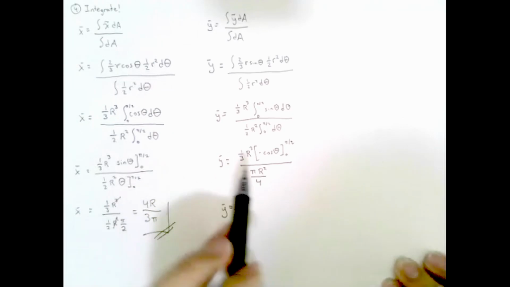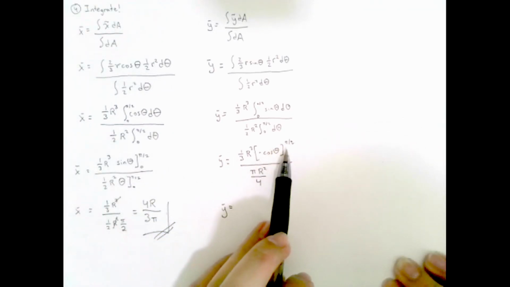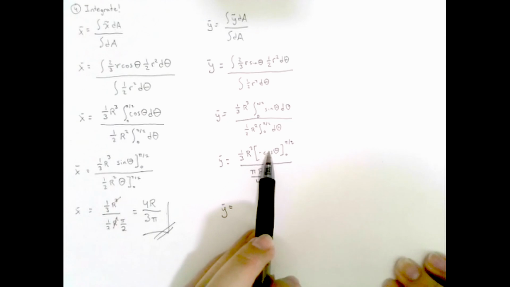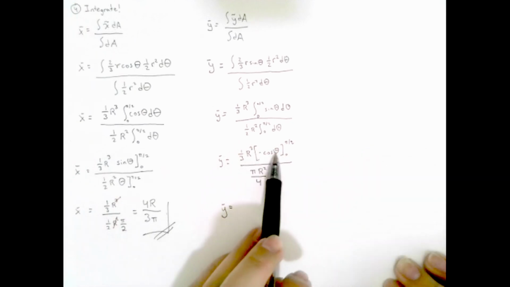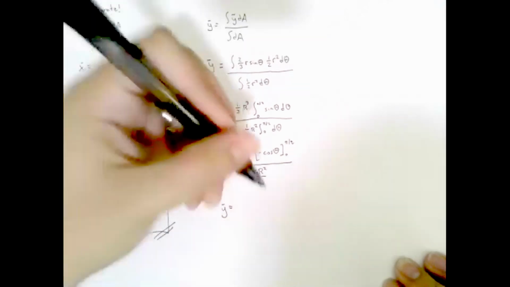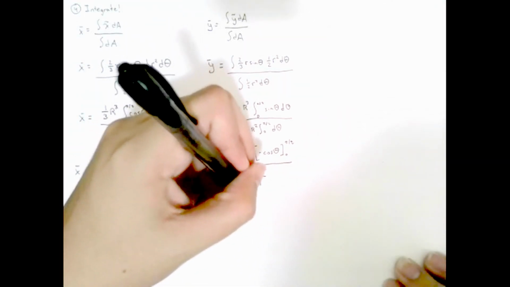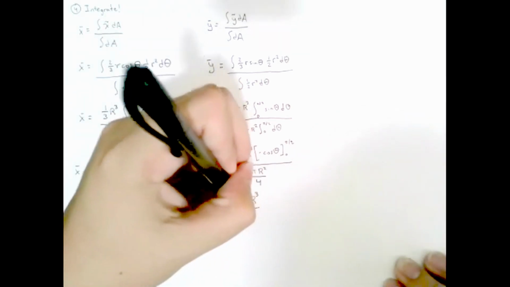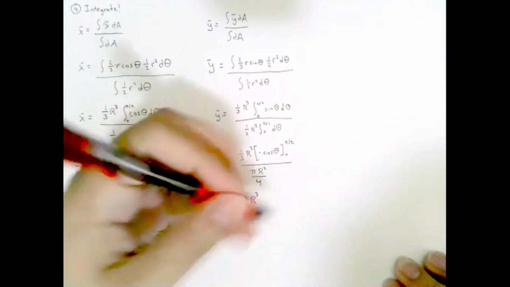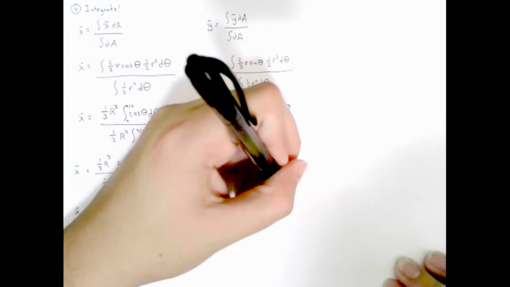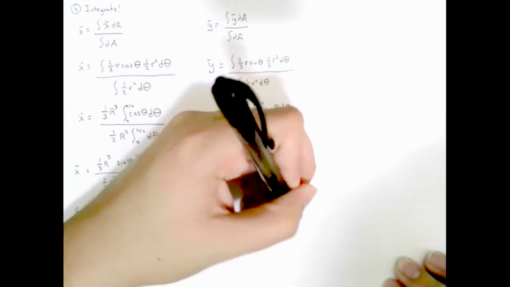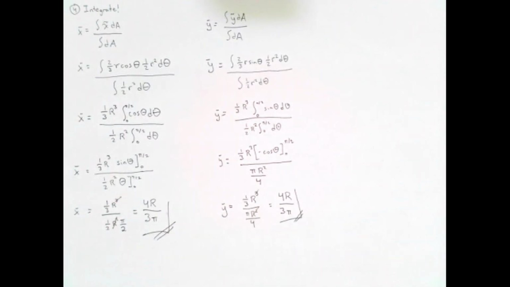All right, so what do we have? Cosine of pi over 2 is 0. So we get negative 0 minus negative cosine of 0, which is 1. So minus negative 1 is just positive 1. So this is just 1/3 r cubed divided by pi r squared over 4. We cancel out some of our terms and we get, once again, 4r divided by 3 pi. And that's the y coordinate of this centroid.